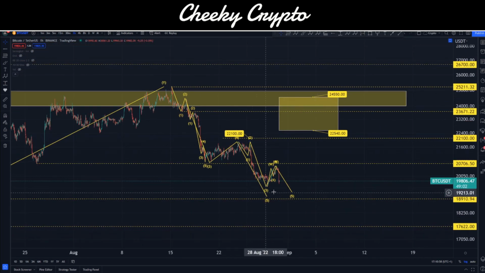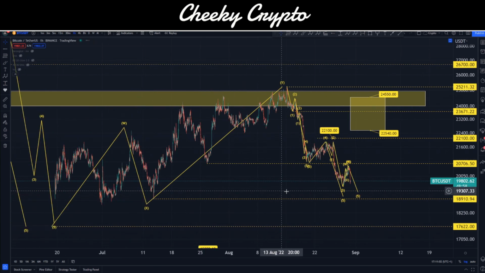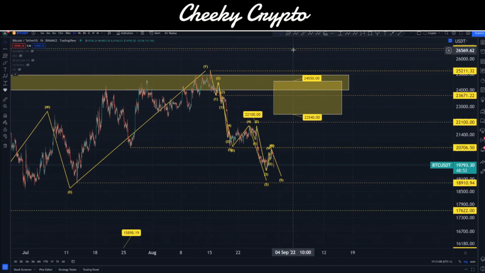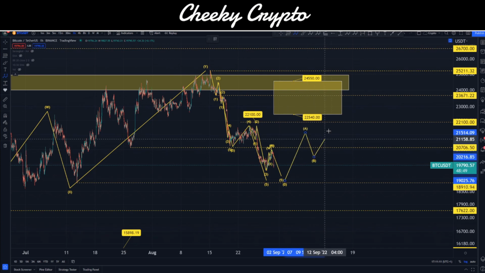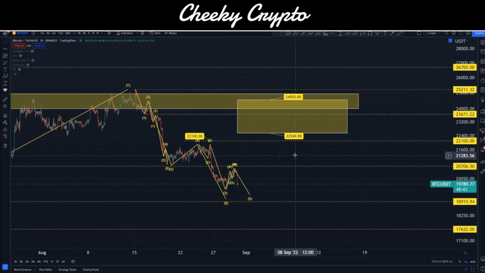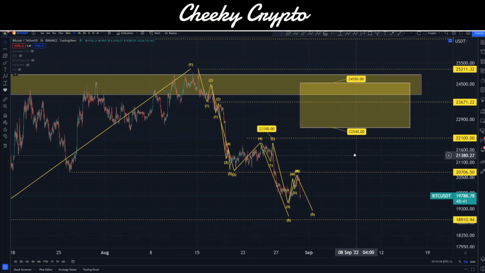We are just finishing off this correction, in my opinion, this 5-wave drop to the downside, before we can bounce up in a corrective pattern towards our $22,500 to $24,500, which, you know, I would expect it to be 3 waves to get there, and inside that could be a whole host of different corrections. But I'll give you guys another update tomorrow morning for BTC. But for now, that's everything I've got.